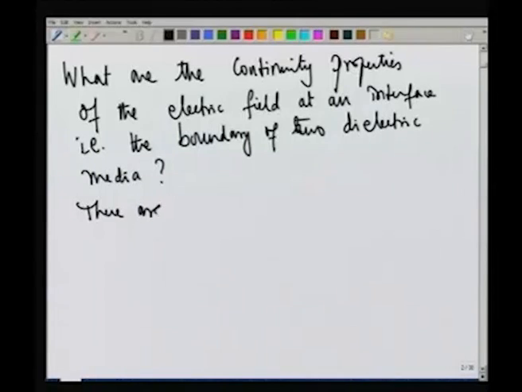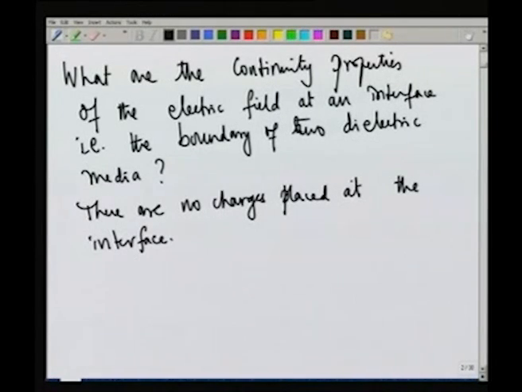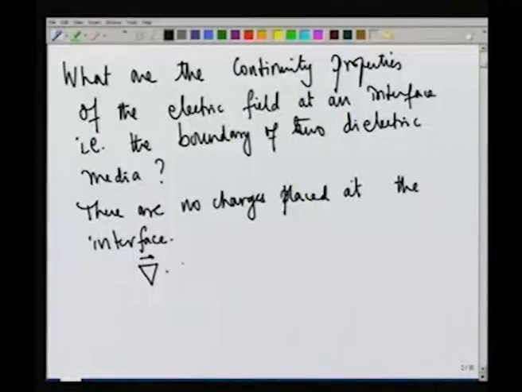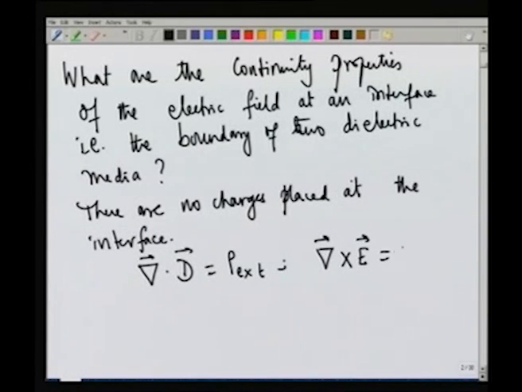What we are going to say is that there are no charges placed in the media, placed at the interface. In fact, anywhere close to the interface, let us say we have not placed any external charge. Now, the answer to that is fairly simple. If you remember, there are two governing equations. The first governing equation is that divergence D is equal to rho external, and the next governing equation is curl of E equal to 0.